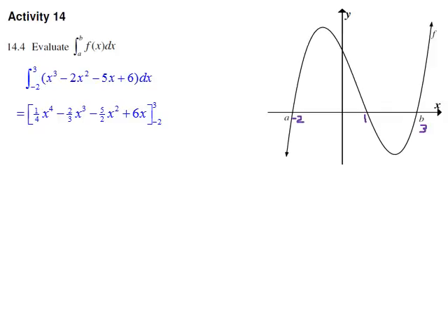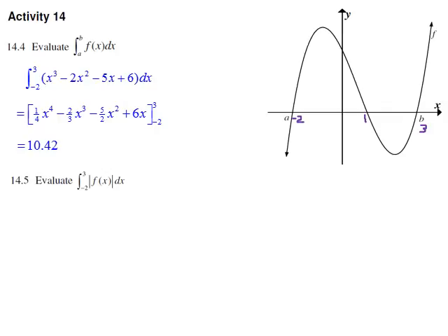And if we then evaluate this function between the values negative 2 and 3, it gives me an answer of 10.42. You can go to GeoGebra and type in this function x cubed minus 2x squared minus 5x plus 6 and then use the integral command to integrate this function on the interval minus 2 to 3 to confirm this answer of 10.42.